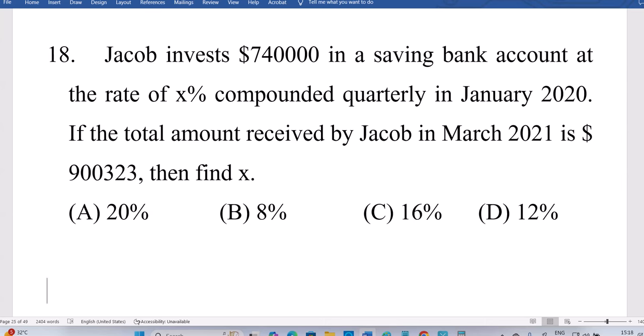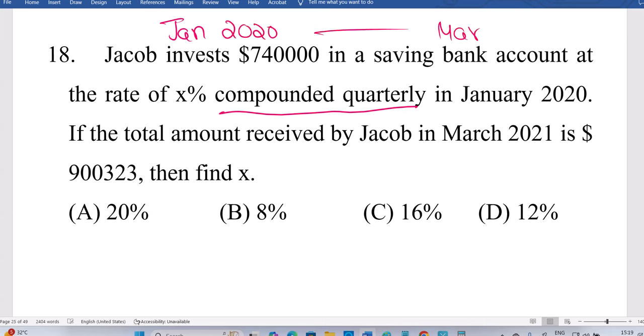Listen, it starts compound quarterly. First of all, compound quarterly means every 3 months, interest is added to the principal. The process starts from January 2020 up to March 2021, which means you have 5 quarterlies, my dear. 5 quarterlies you have to apply.